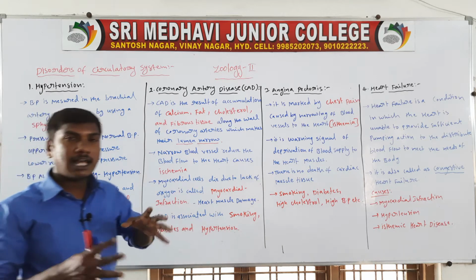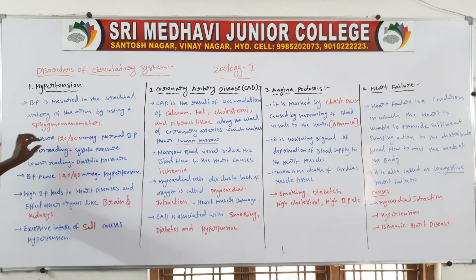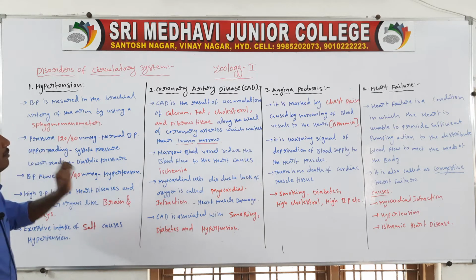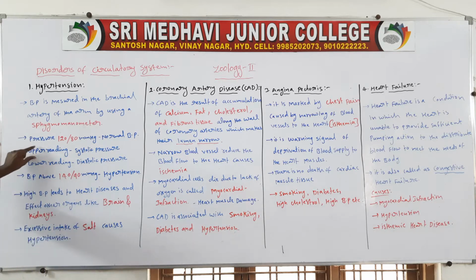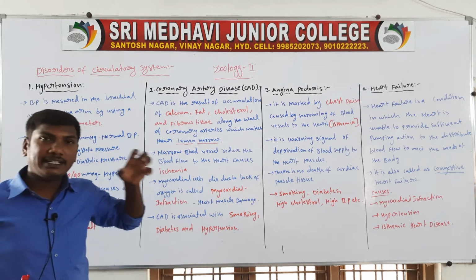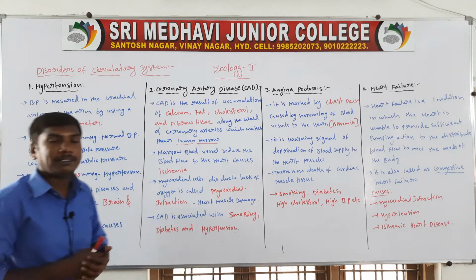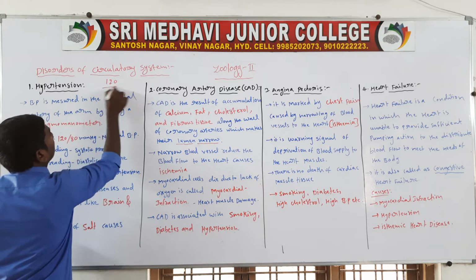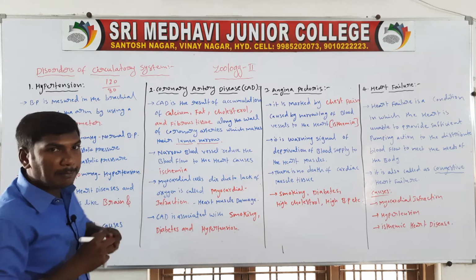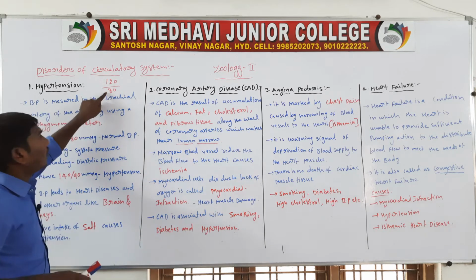Normal human blood pressure is 120 by 80 mmHg. The upper reading is called the systolic pressure, and the lower reading is the diastolic pressure. So the upper one is 120, the lower one is 80.